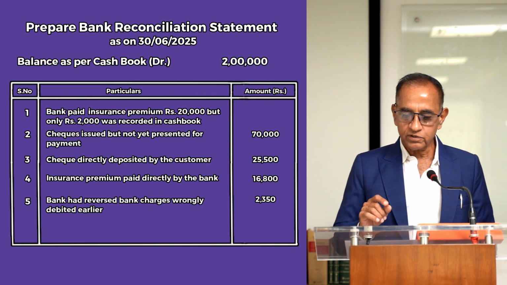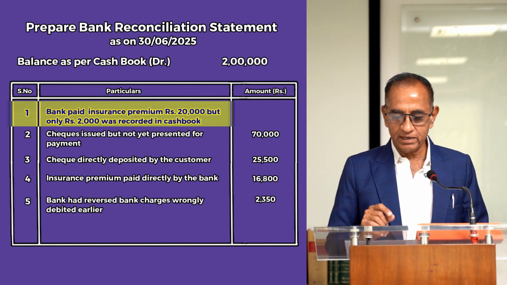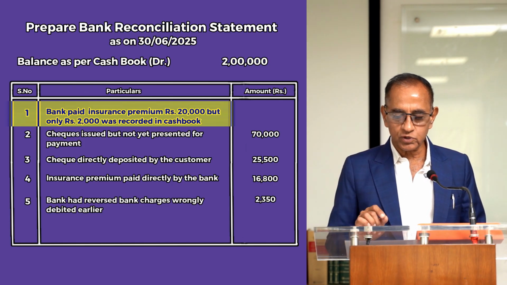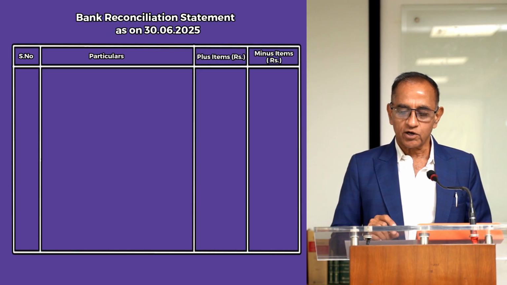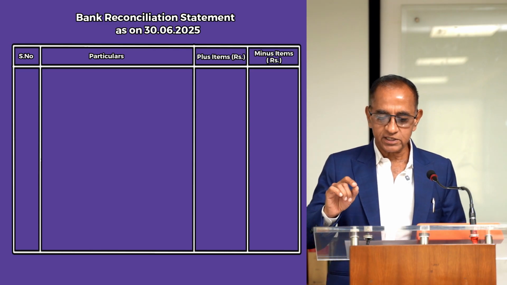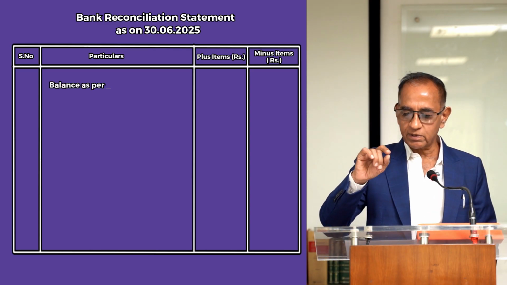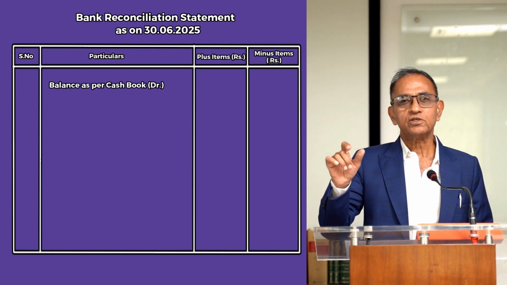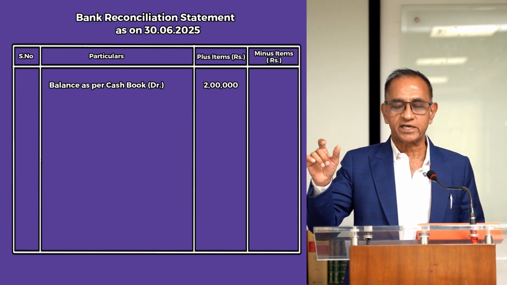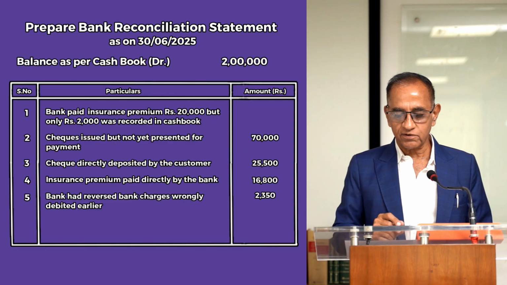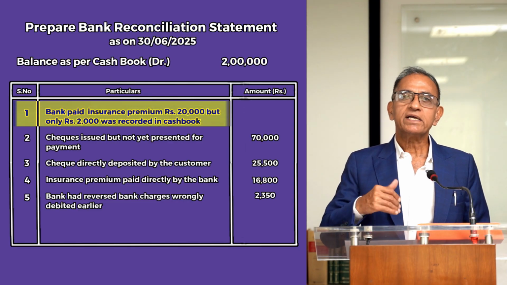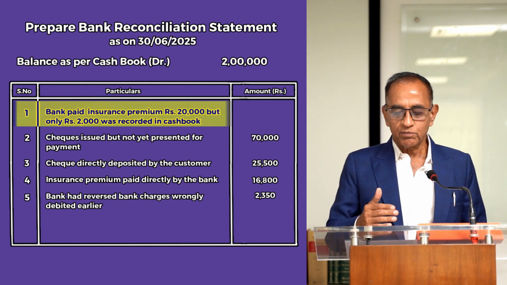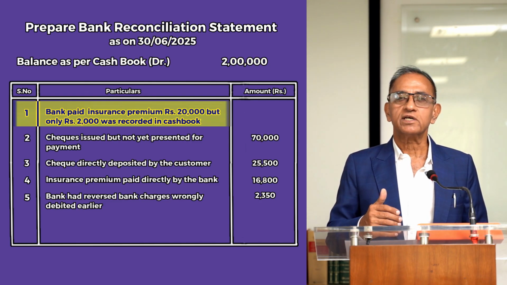Then we have the first difference which we found was bank paid insurance premium rupees 20,000, but only rupees 2,000 was recorded in the cash book. Now सबसे पहले हम बैंक रिकंसिलेशन स्टेटमेंट जब प्रिपेयर करेंगे तो we'll write balance as per cash book 2 lakh rupees. So this 2 lakh rupees would be written in the plus items. Then we have the first difference. The first difference is bank has paid insurance premium on our behalf amounting to rupees 20,000, but only 2,000 was recorded in the cash book.